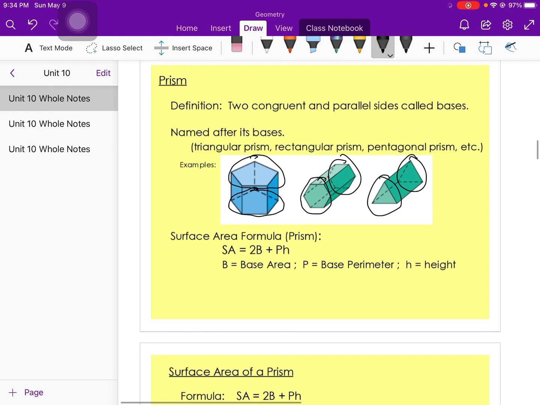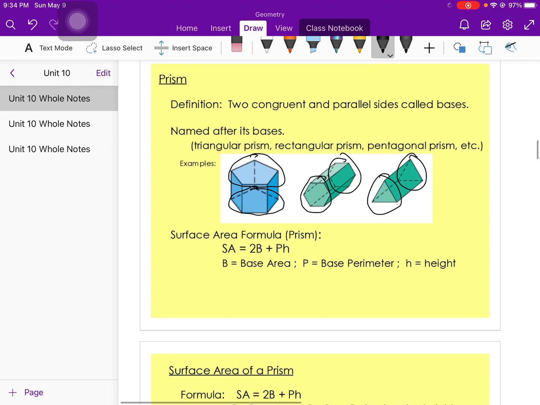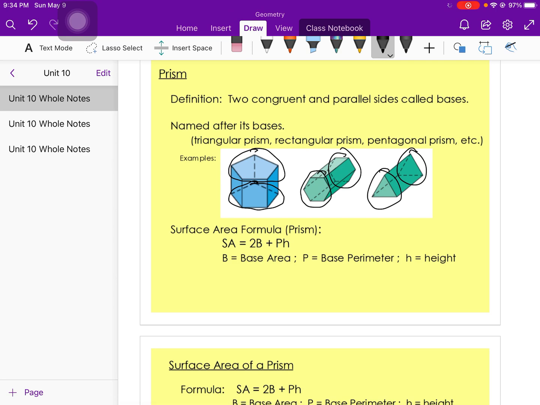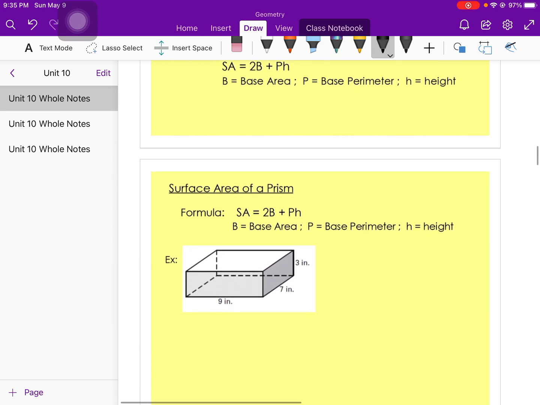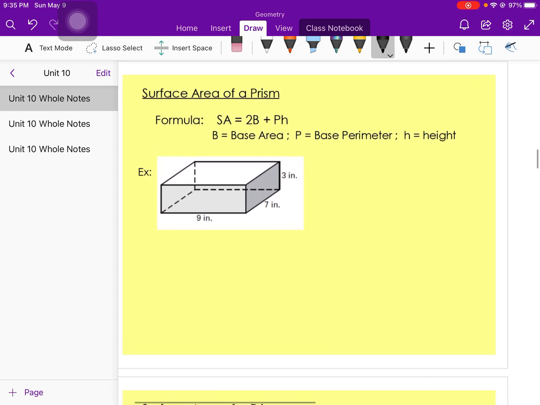Now the formula for calculating it all at one time for a prism is 2 times the base area. We should be able to find the base area of pretty much any prism, and then plus the perimeter of the base times the height. So these are all different pieces. Sometimes we're going to have to solve for individual pieces. Sometimes it's just going to be given to us. But it's 2 times the base area plus base perimeter times height. So let's try this out.